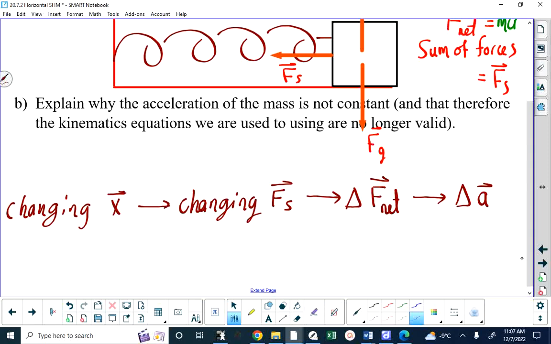These things are all tied together. Stretching more, as Nate says, gives you a greater spring force. But since that spring force is the net force, it gives you a bigger net force. But since the net force determines the acceleration, it gives you a bigger acceleration.